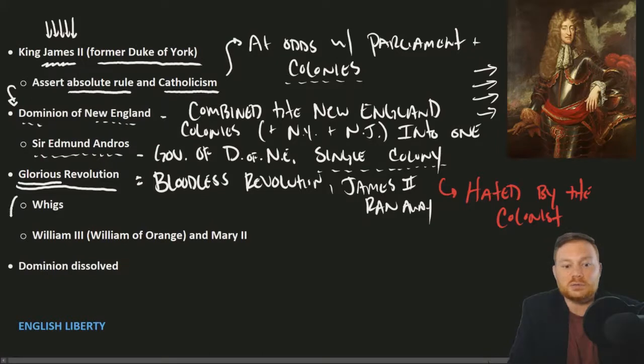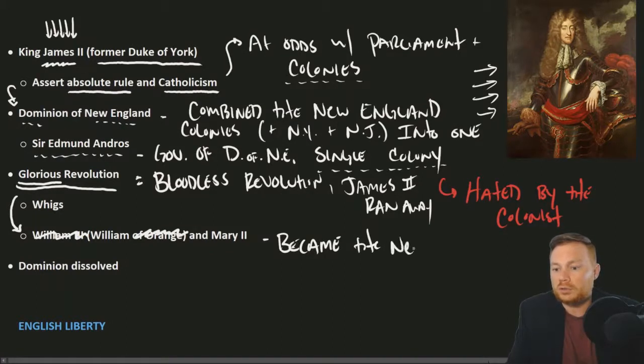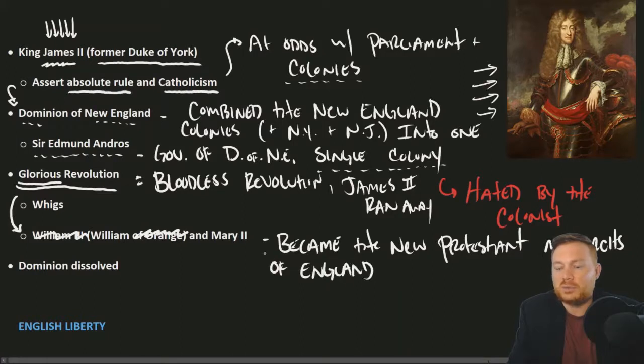Instead, the Protestant rulers, William III and Mary, sometimes referred to as William and Mary, became the new Protestant monarchs of England. So we might say in the Glorious Revolution, William and Mary came from the Netherlands over to England. The new Protestant, again, religion was important, monarchs of England. And of course, this William and Mary would have been supported by the colonists.